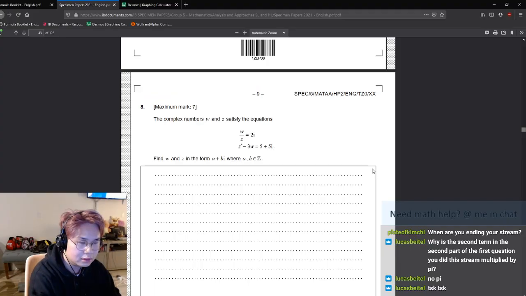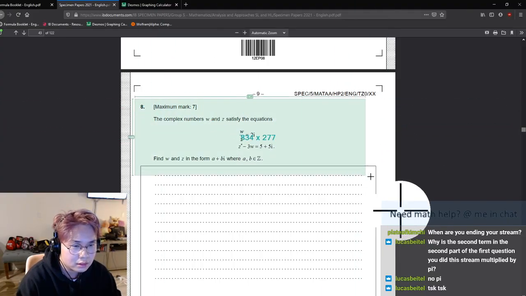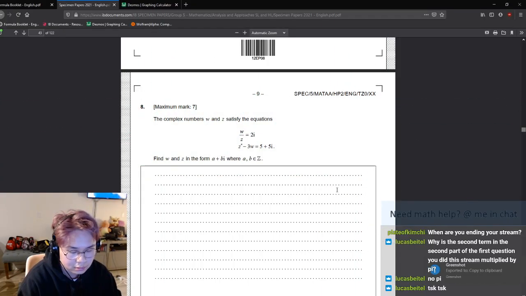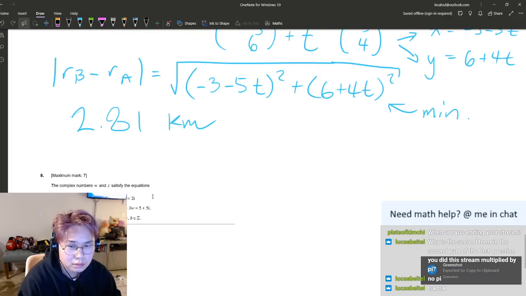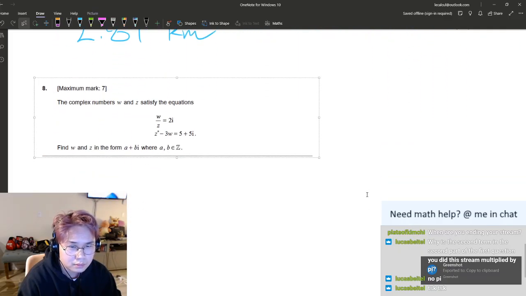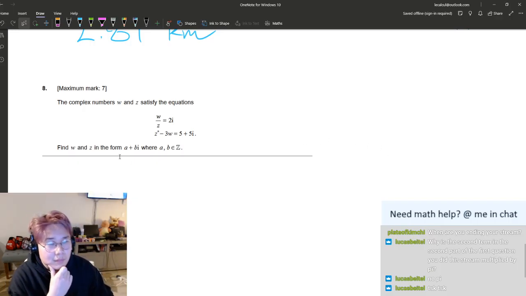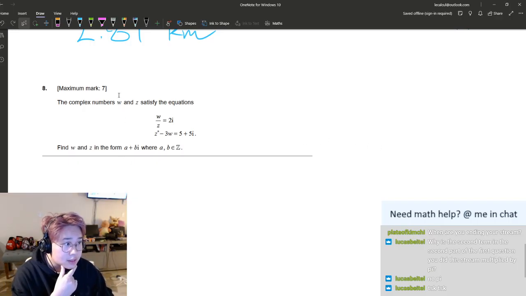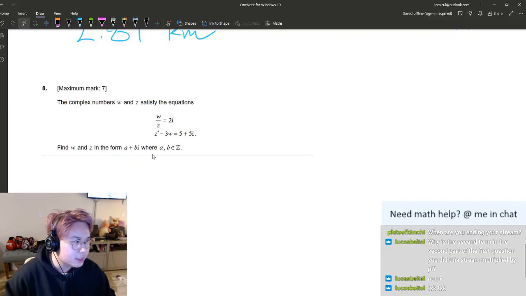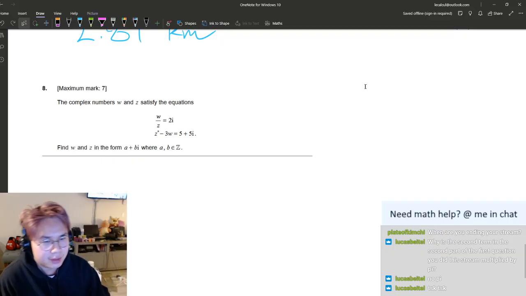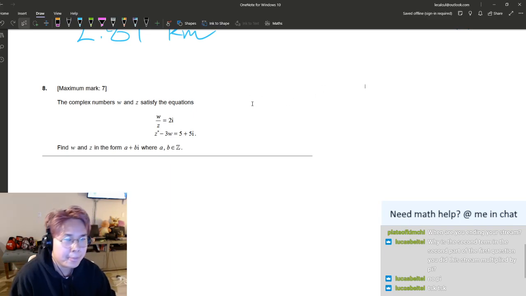And then, ooh, complex question. Okay. I have two complex numbers, z and w. They satisfy these equations, and then I need to find z and w in Cartesian form. Okay, well, this is a system, and it seems the easiest thing that we can do is make a substitution.